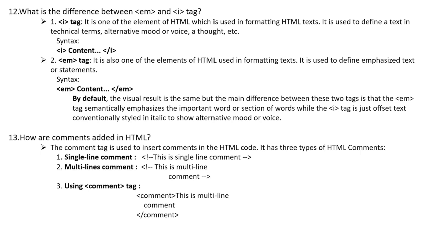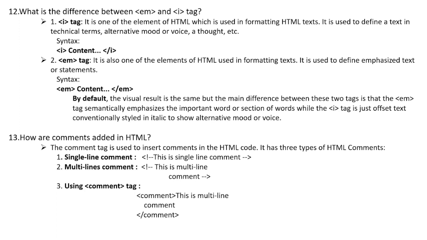Syntax. By default, the visual result is the same, but the main difference between these two tags is that the EM tag semantically emphasizes the important word or section of words, while the I tag is just offset text conventionally styled in italic to show alternative mood or voice.